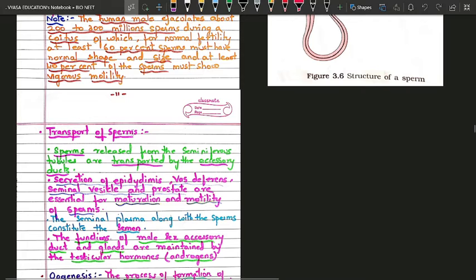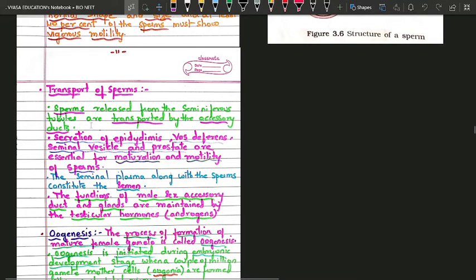Transport of sperms. The male gametes move, so they have to get transferred. Sperms released from the seminiferous tubules are transported by the accessory ducts. We have seen already that secretions of the epididymis, vas deferens, seminal vesicles and prostate are essential for maturation and motility of the sperm. The seminal plasma along with the sperms constitutes the semen.